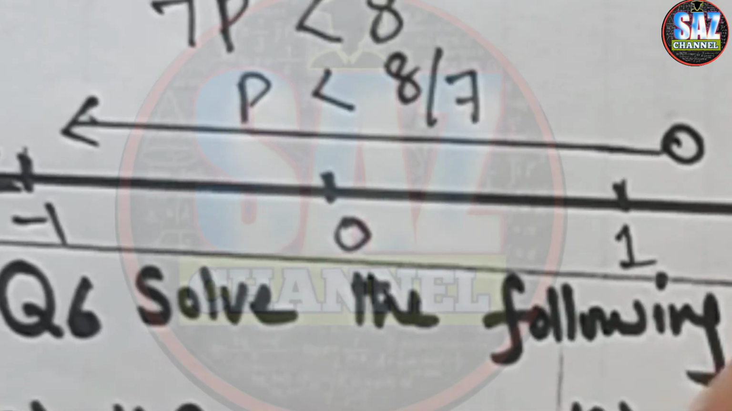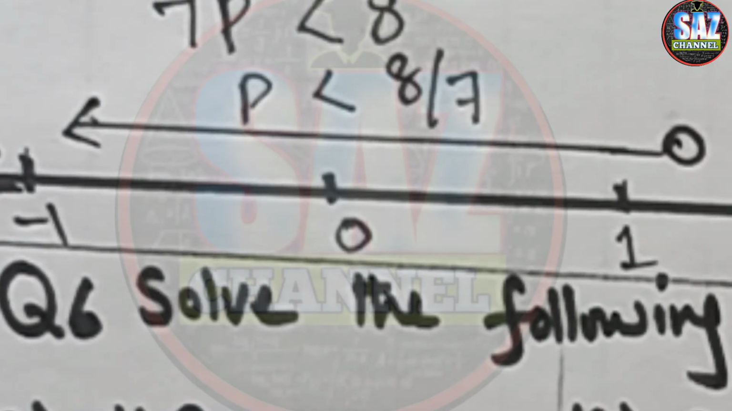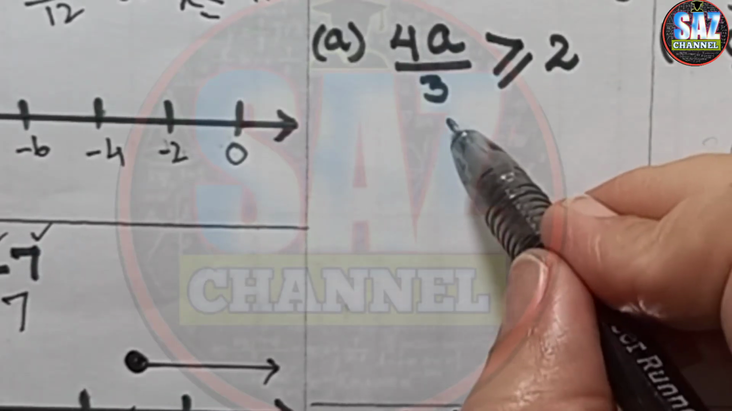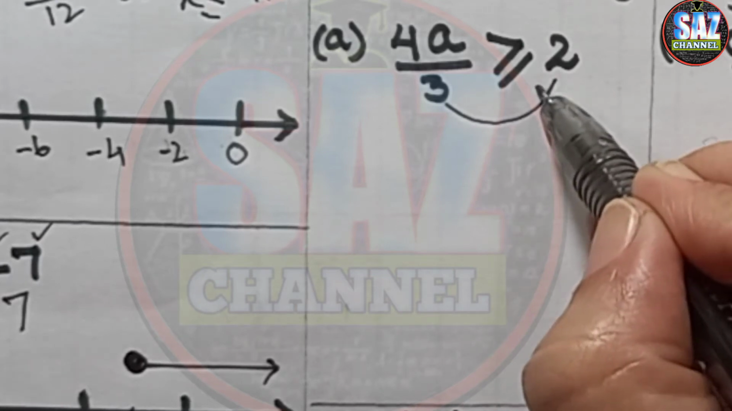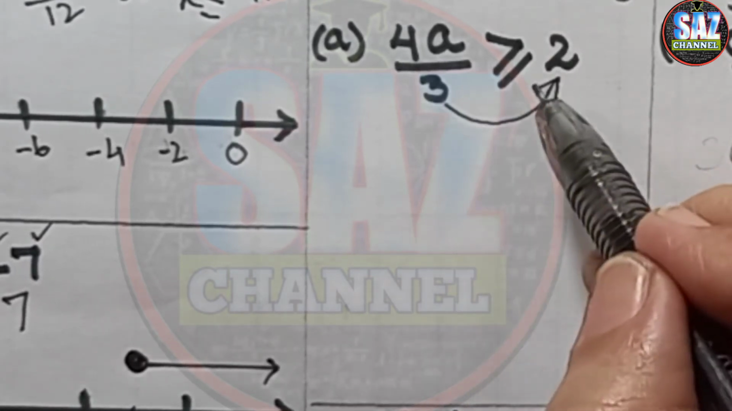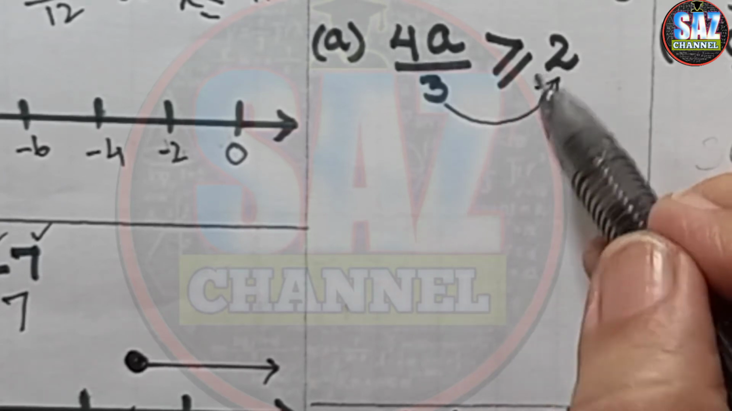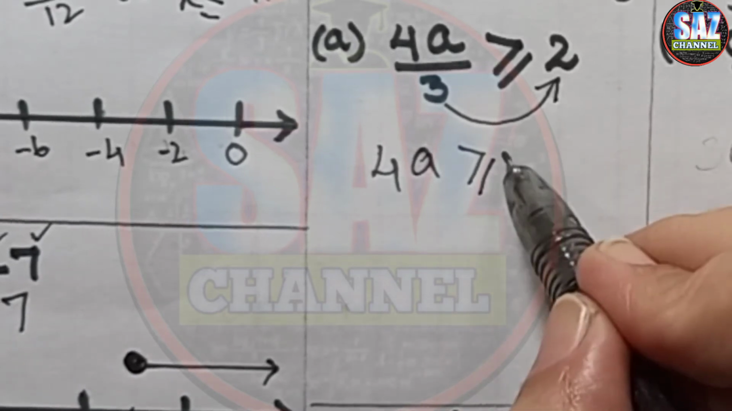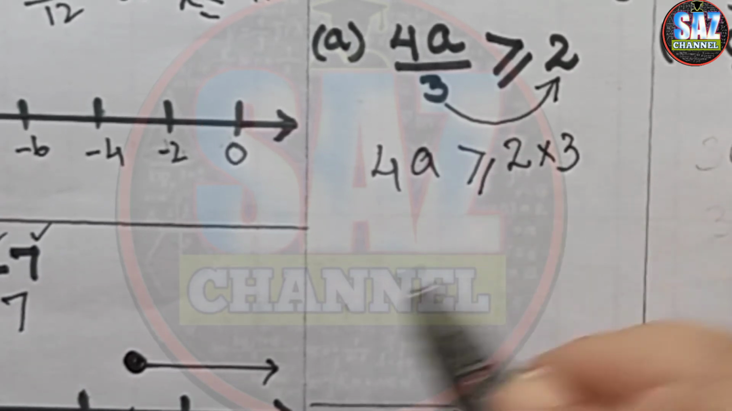Okay, let's move to the next question. The question says solve the following inequalities. In order to solve simple linear inequalities, you should have a command of the solution of simple linear equations. Let's move to the first part of the question, that is 4a/3 ≥ 2. First shift 2 to this side, 3 to this side. 3 is in the denominator. When it is shifted to the other side, it will be multiplied by 2. 4a ≥ 2 multiplied by 3.